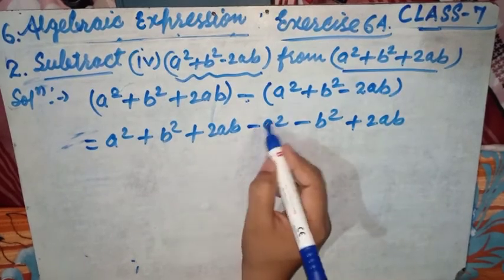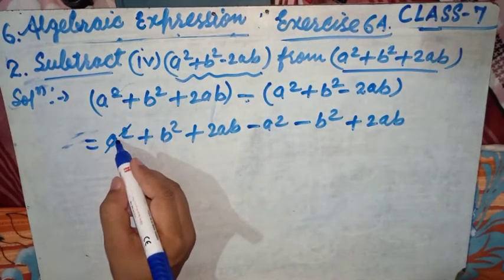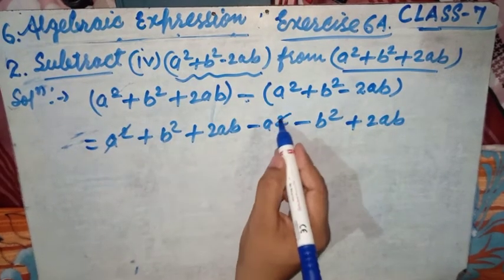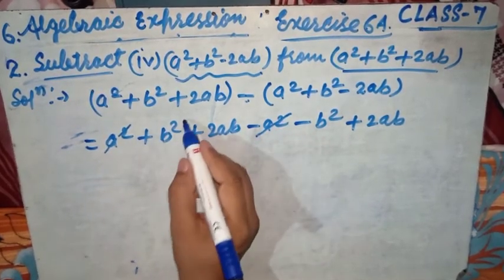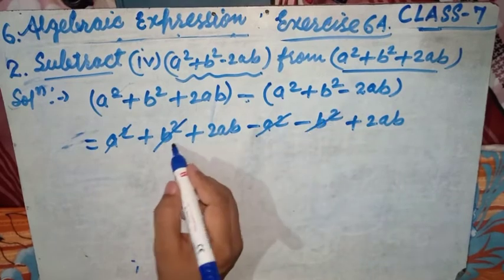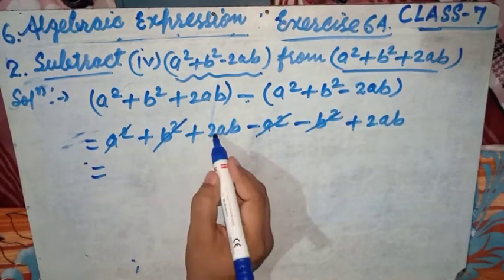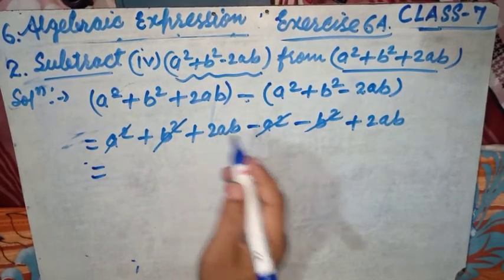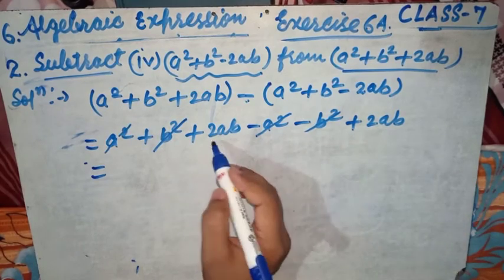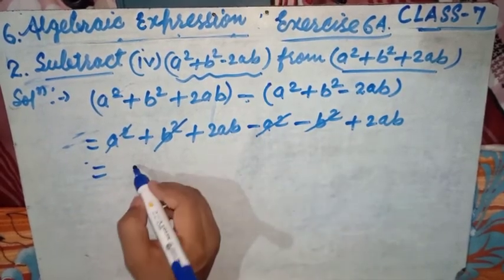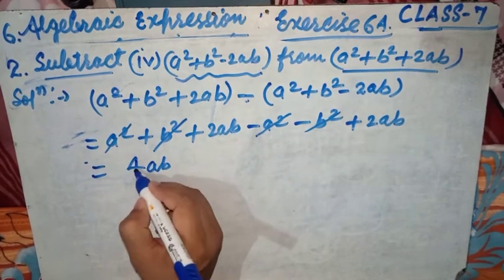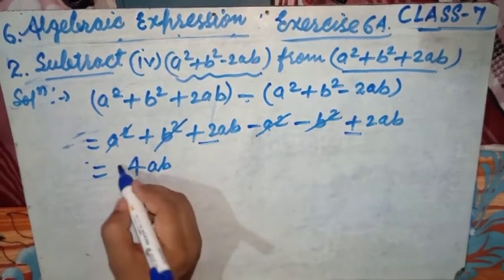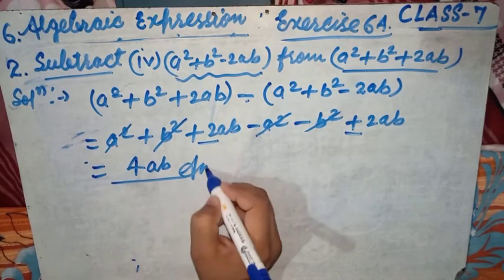Here a square is minus and plus a square, same terms in opposite signs will get cancelled. Same term in opposite signs will get cancelled. Now if the same terms have the same sign, they will get added, means 2ab plus 2ab is 4ab, and both have the positive sign, here the positive is hidden. So this is your final answer. I hope you will understand.